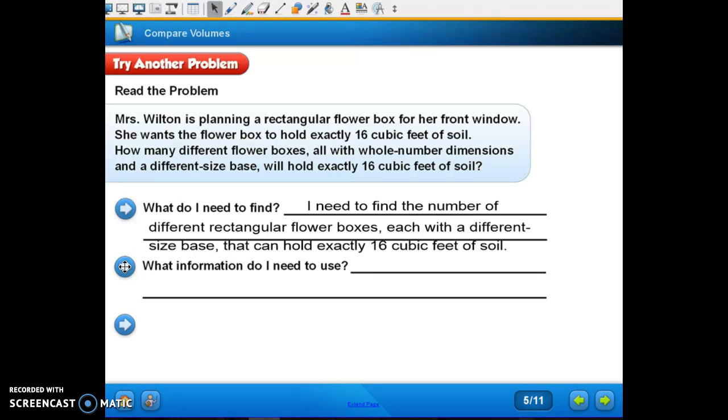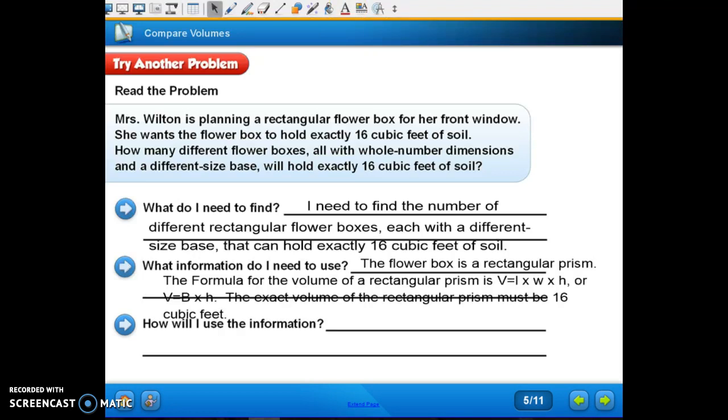The formula for volume of a rectangular prism is volume equals length times width times height, or volume equals base times height. The exact volume of a rectangular prism must be 16 cubic feet. Okay, so that in words: the flower box is a rectangular prism.